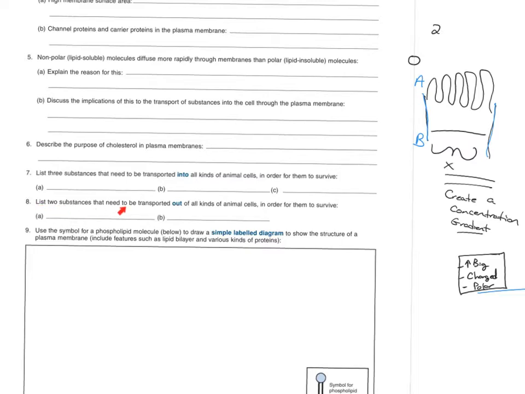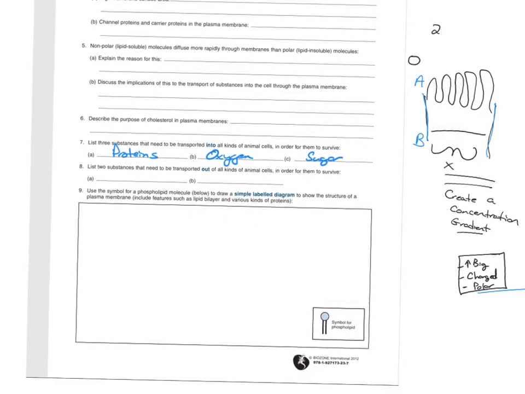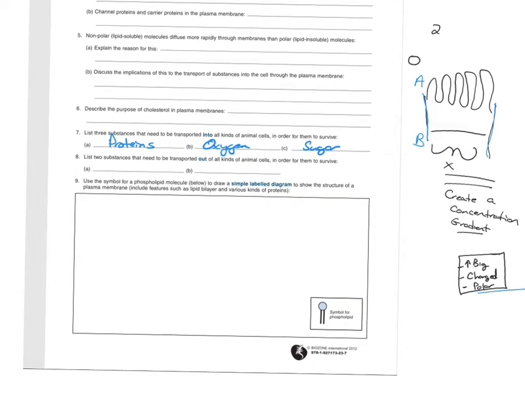List 2 substances that need to be transported out of animal cells in order for them to survive. And you know what? Why don't we go ahead and add oxygen, right? Sugar. What was the other one we said? You can pick anything, really. There's so many different ones you can pick. Proteins. And I picked oxygen for a reason because I looked at the next question. I said, okay, let's pick something else. What would you need to get out?